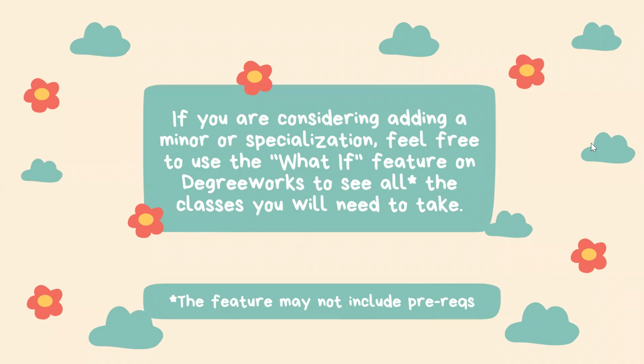So if you are considering adding a minor or specialization, feel free to use the What If feature on DegreeWorks to see all the classes you will need to take. Like I mentioned before, sometimes the prerequisite courses will not show up, and a lot of times it won't show up. So it's something to keep in mind that it'll be a good visual to understand what the required courses are, but you will have to do a little bit of digging in order to ensure that you are fulfilling all the prerequisites for those minor or specialization courses.